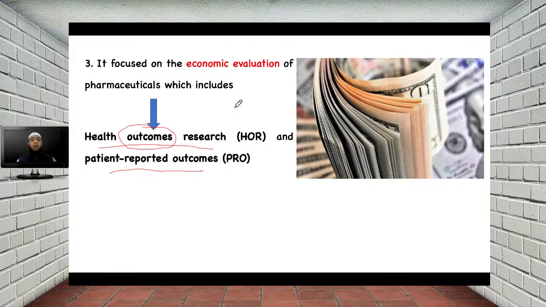So when you are doing this study as a part of economic evaluation of that particular medicine, then such cases are called health outcome research, or HOR, and patient reported outcome. I hope it is clear to you. Now let's see what is the aim of health outcome research, that is HOR, and patient reported outcome.